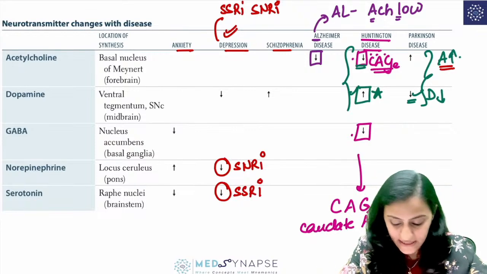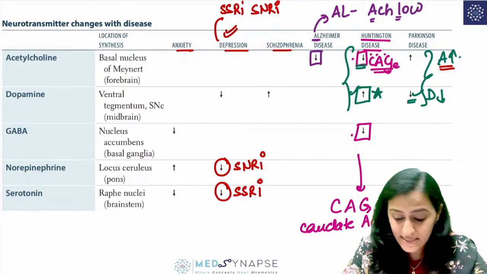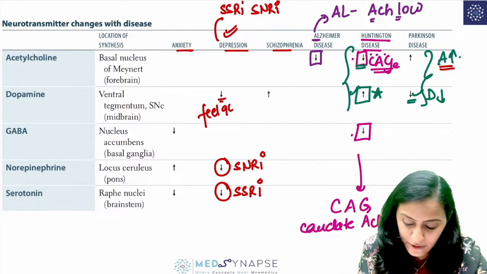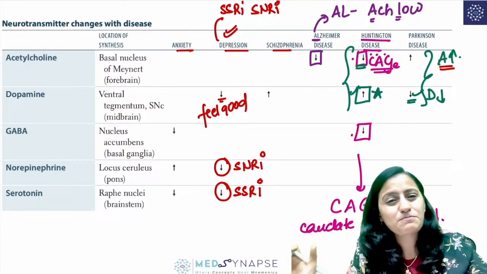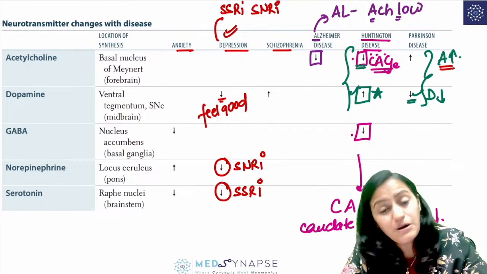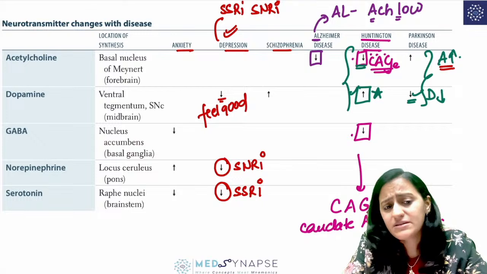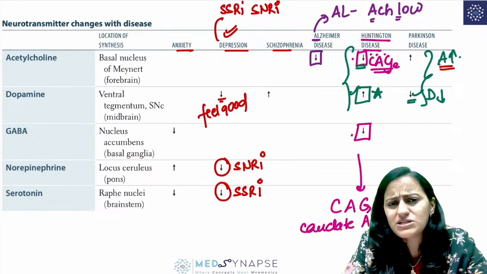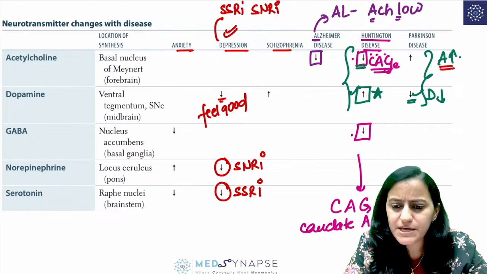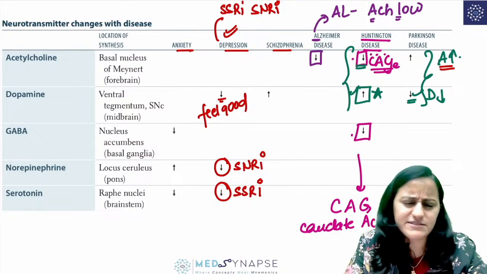Serotonin is decreasing, norepinephrine is decreasing, and dopamine is the feel-good hormone. In depression, the patient does not feel good. That means the dopamine is also decreasing, right? Which is the drug in depression which acts on dopamine reuptake? There's one drug. We have discussed all of this in short.